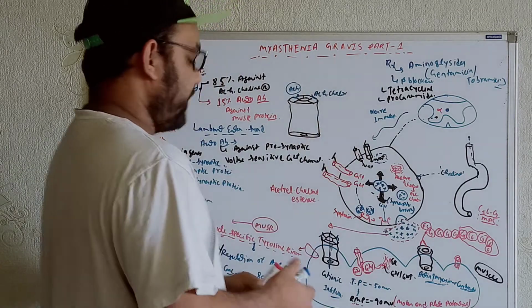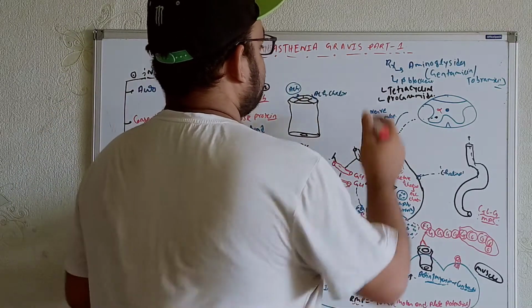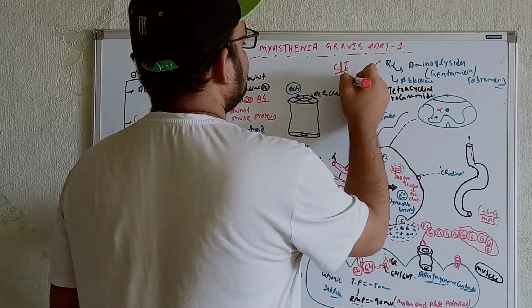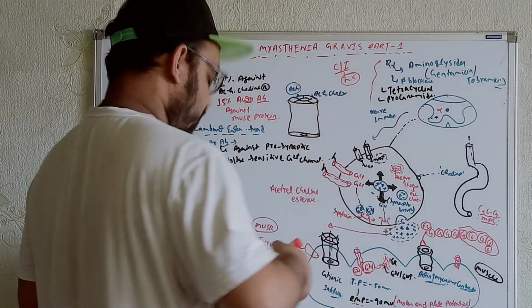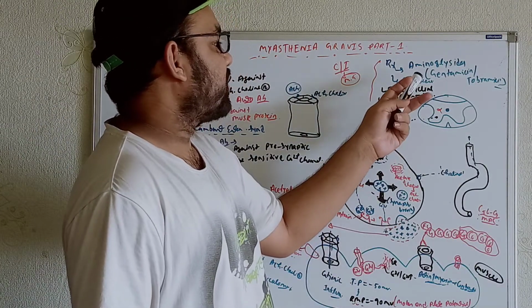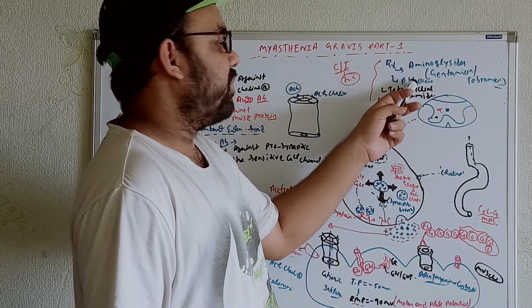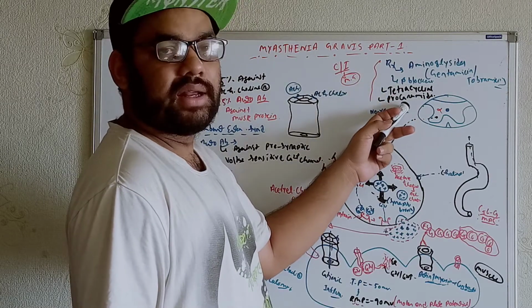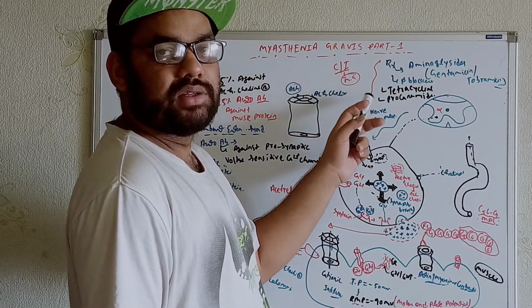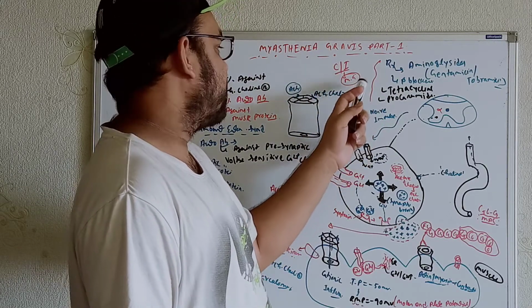So we can say these drugs are contraindicated in Myasthenia Gravis patients. I am repeating once again: the aminoglycosides, the beta blockers, tetracycline, and procainamide. These are the drugs that can cause Myasthenia Gravis. So these are contraindicated in Myasthenia Gravis.